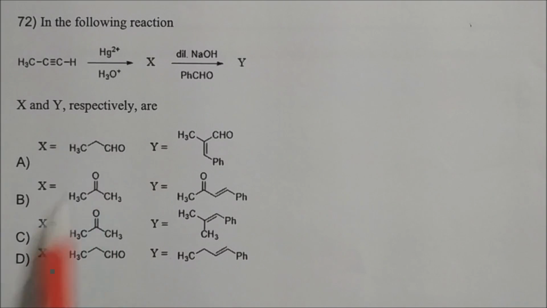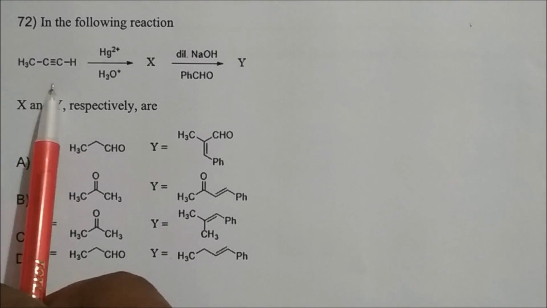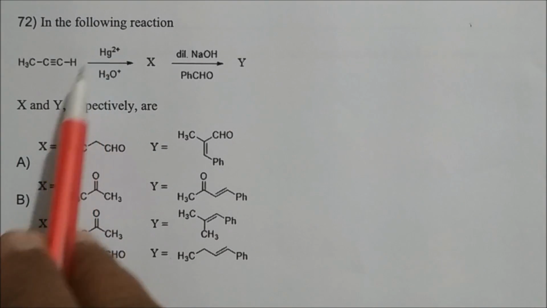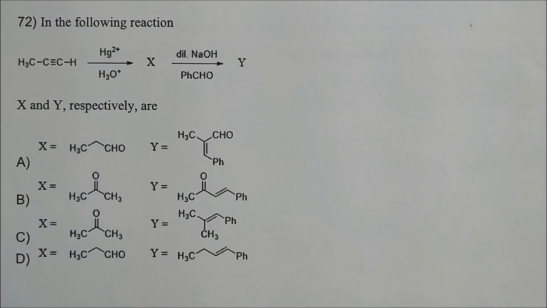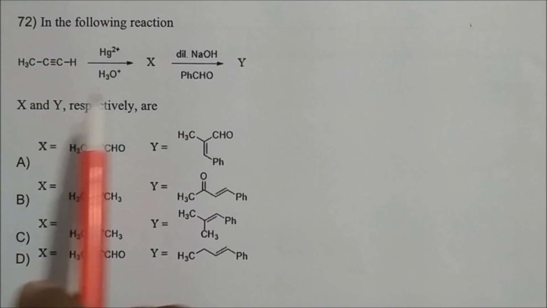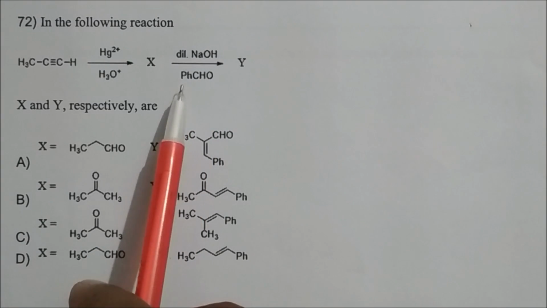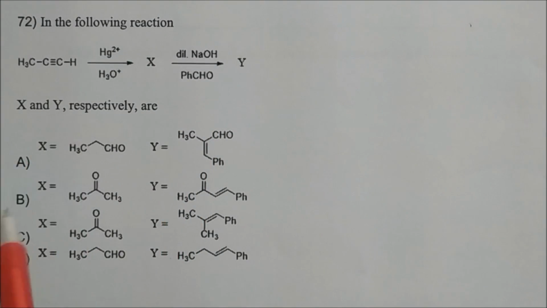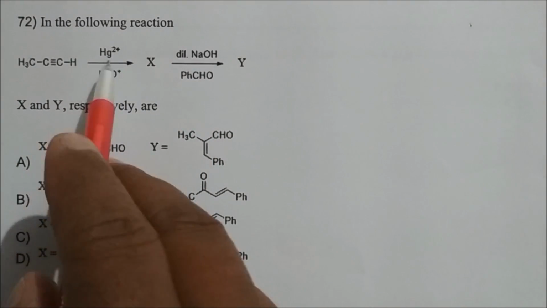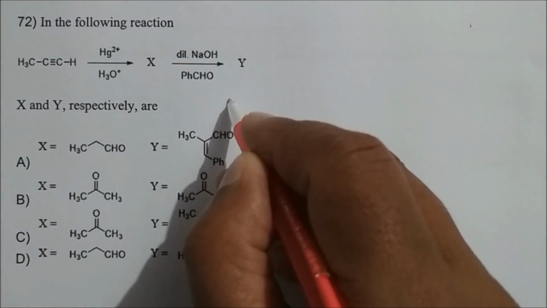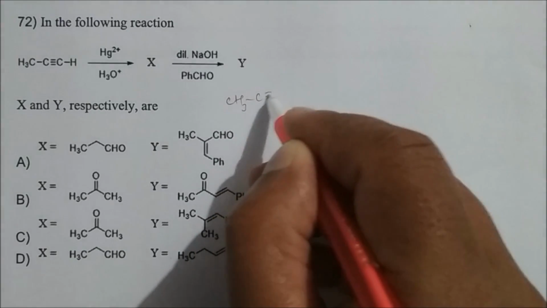In the following reaction, this is CH3 C triple bond CH, so this is your propyne, and this is oxymercuration. You can see here mercuration, followed by X compound, and then again dilute sodium hydroxide in the presence of phenyl formaldehyde. So from here, you see the addition of water will take place over here. So you can see CH3 and C triple bond CH.